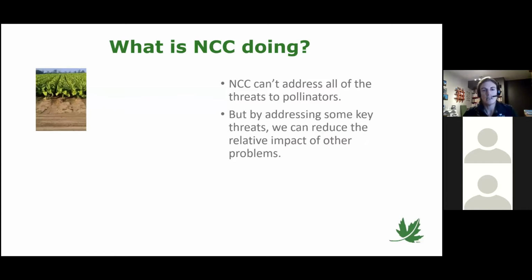So what are we actually doing? We can't fix all of the threats to pollinators, unfortunately, much as we might like to. Some of these things are just outside of what we're able to achieve.